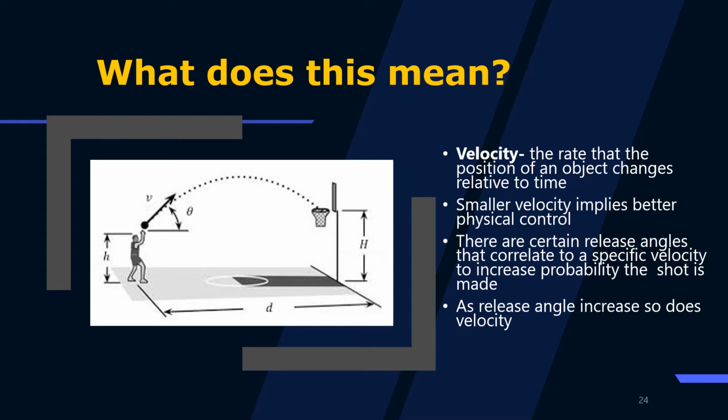Alright, so velocity is the rate that the position of an object changes relative to time, and smaller velocity implies better physical control. So from this information, we can tell that Amanda's velocity, which is 7.6 meters per second, and KD's velocity, which is 7.2 meters per second, obviously KD has better physical control than Amanda does. And there are also certain release angles that correlate to a specific velocity and increase the probability that the shot is made.